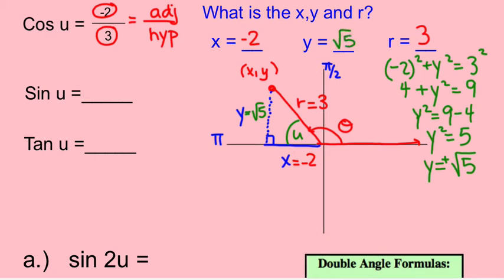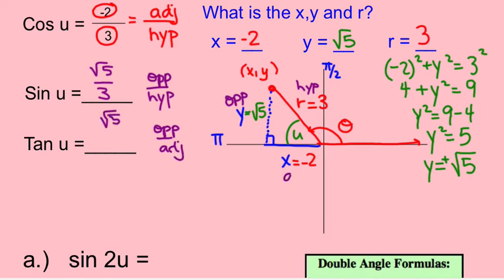Now we can find the other two trig functions, the sine of u and the tangent of u. The sine of u in right triangle trig is opposite over the hypotenuse. So opposite over hypotenuse is the square root of 5 over 3. For tangent in right triangle trig, it's opposite over adjacent. So our opposite we identified as square root of 5, and here's our adjacent as -2. So now we know our cosine, sine, and tangent of these angles.